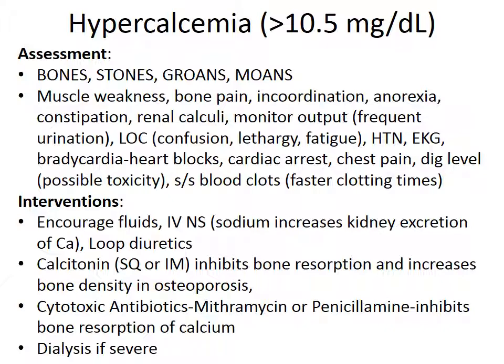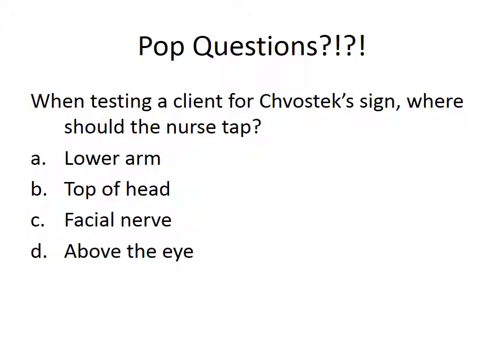Interventions include encouraging fluids, IV normal saline, the sodium increases the kidney excretion of calcium, and loop diuretics. Calcitonin sub-Q or IM inhibits bone resorption and increases bone density in osteoporosis, and cytotoxic antibiotics such as plicamycin or penicillamine, which inhibit bone resorption of calcium. In cases where the hypercalcemia is severe, dialysis may be indicated.